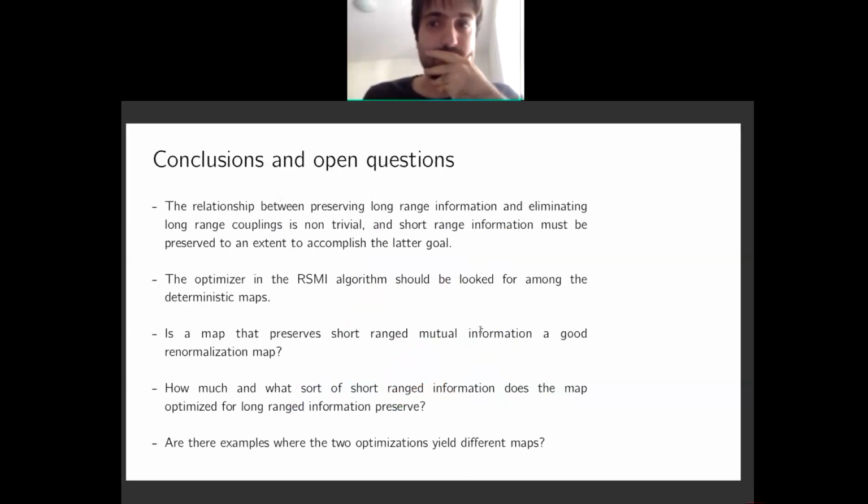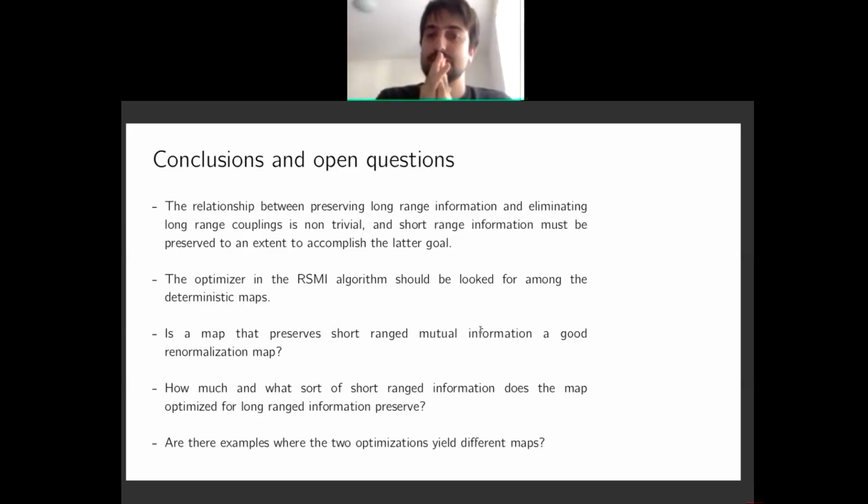So just a couple of points to conclude. We found that this relationship between these heuristics of preserving long-range information is not as trivial as it looks. There is a non-trivial relation between preserving long-range information in the lattice and preserving short-range information in the lattice. Preserving the long-range one does not imply throwing away the short-range one. And also, you need, to some extent, to preserve the short-range couplings, short-range mutual information, in a renormalization map to get a tractable Hamiltonian out of it.